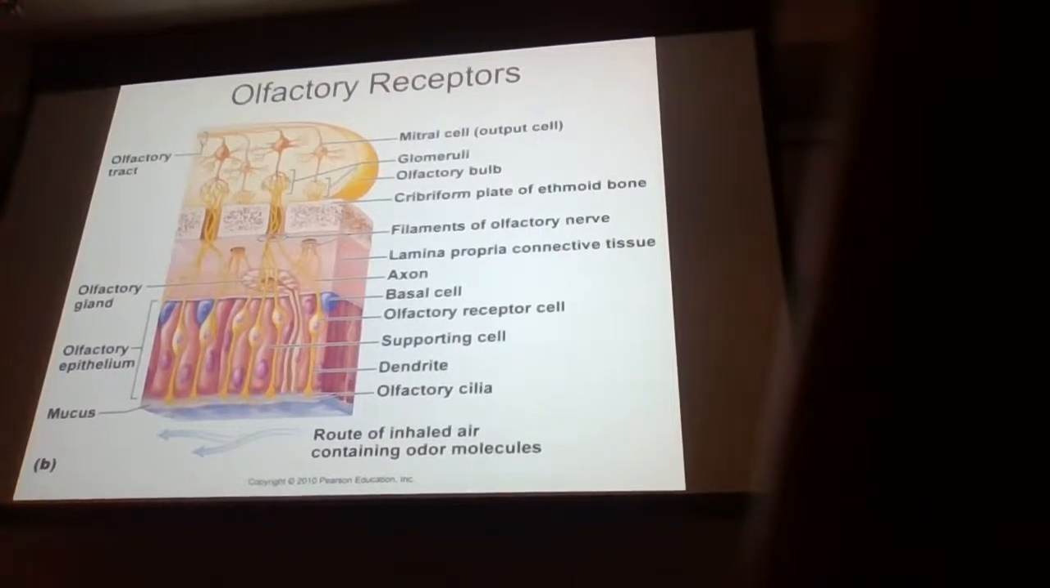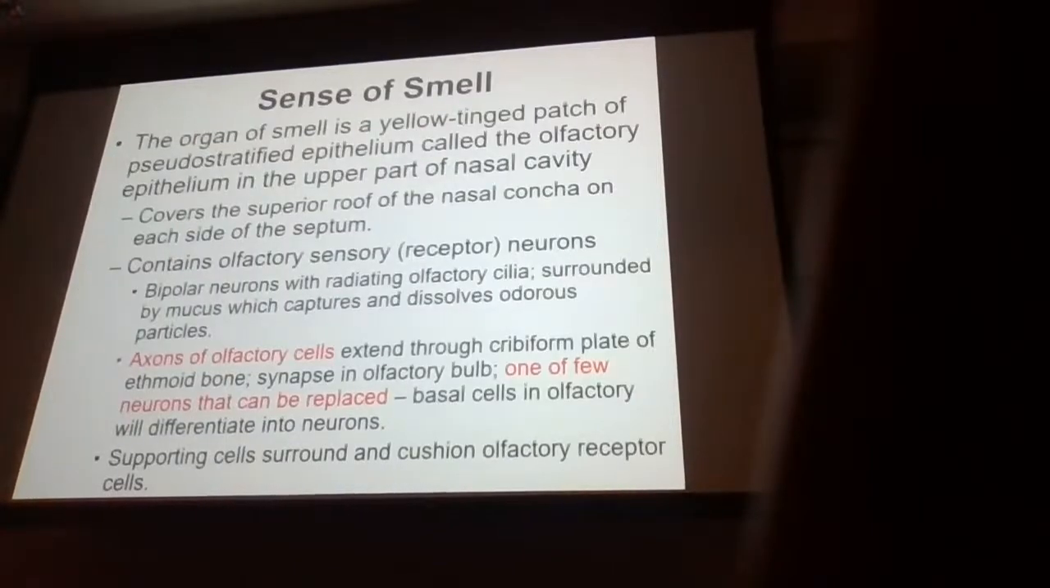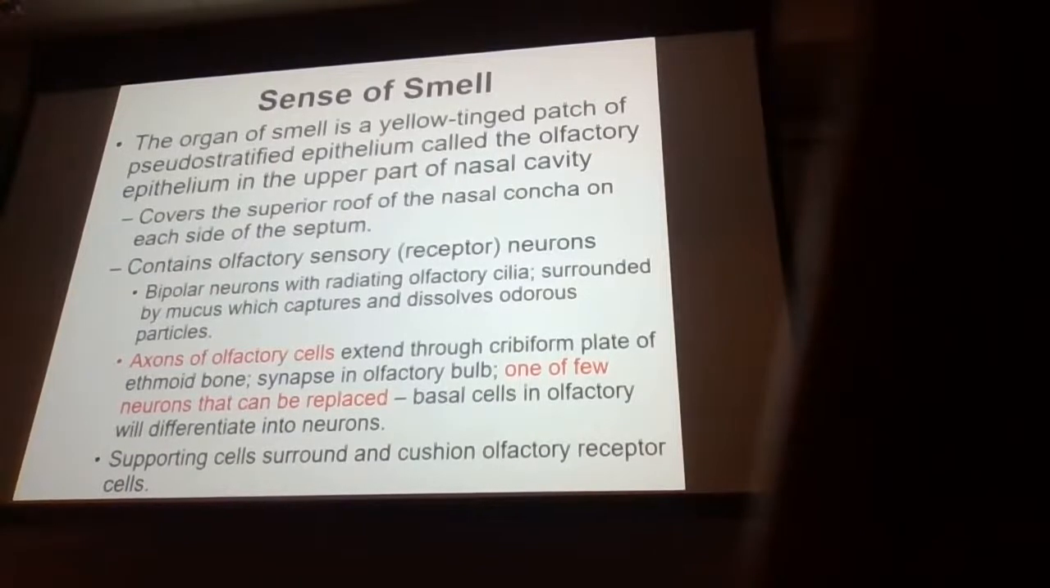All right, so here, the sense of smell. The organ that's responsible for it is a yellow tinged patch of pseudostratified epithelium. It's in the upper part of the nasal cavity that covers the superior roof of the nasal concha. I got two questions for you here. Remember when we did the very first part of the lab, how did we identify pseudostratified epithelium? What did we look for?